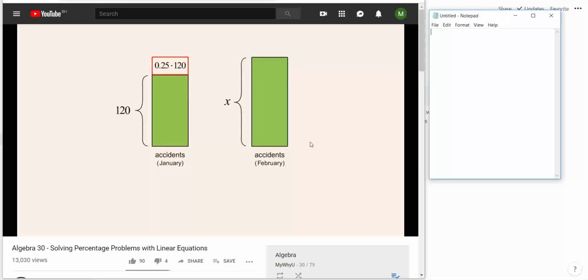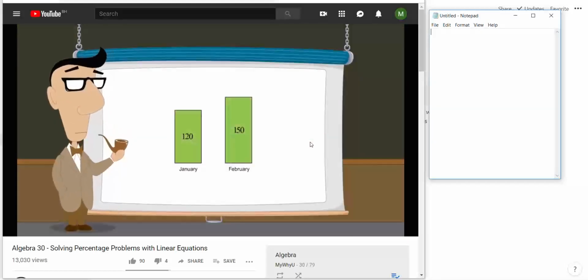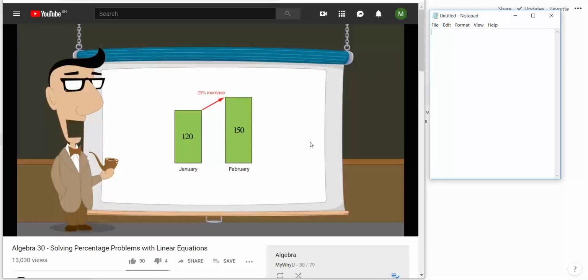We can now create an equation which says that X, the number of accidents in February, equals the number of accidents in January plus 25% of that number. To solve this equation for X, we simply complete the arithmetic. 0.25 times 120 is 30. And 120 plus 30 is 150. So 150 accidents occurred during the month of February. This change represents a 25% increase from January to February.